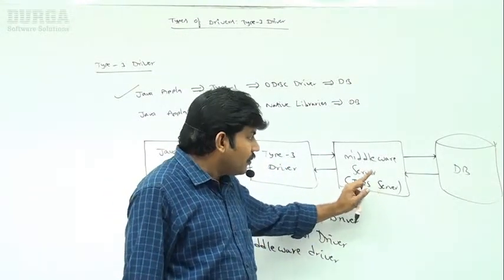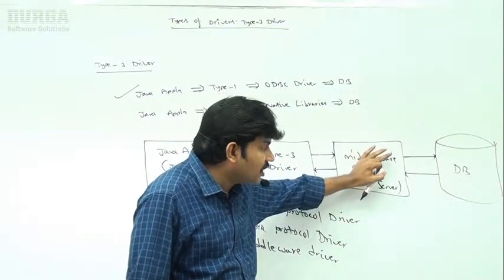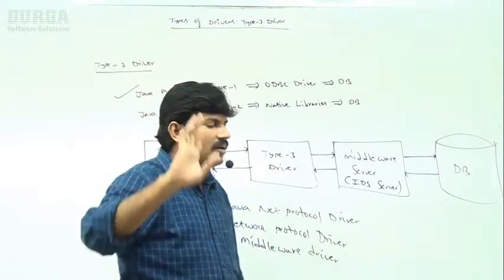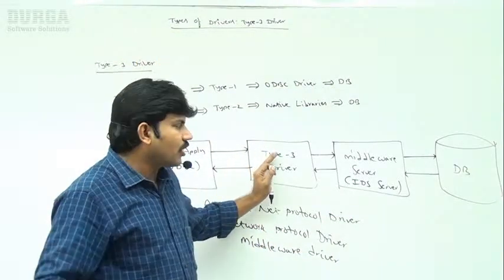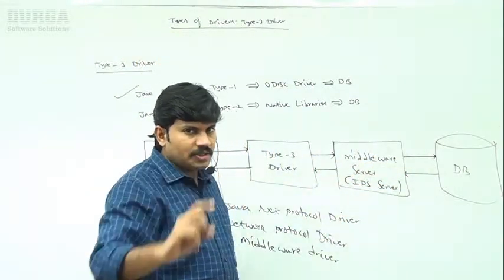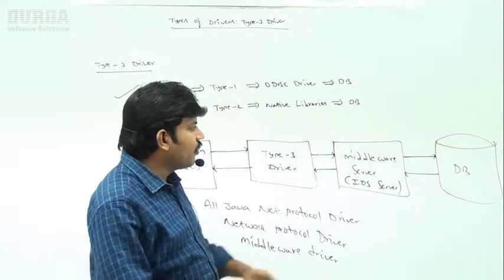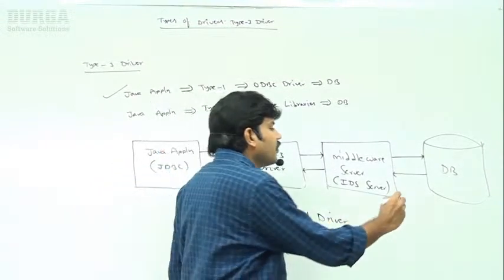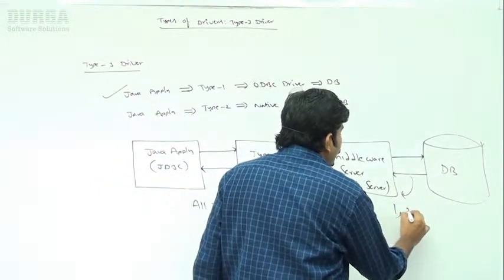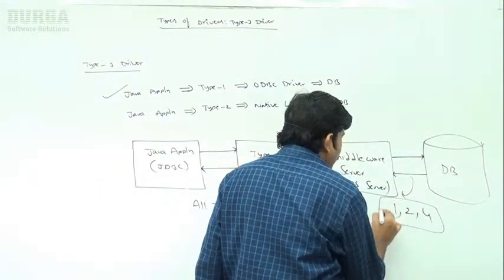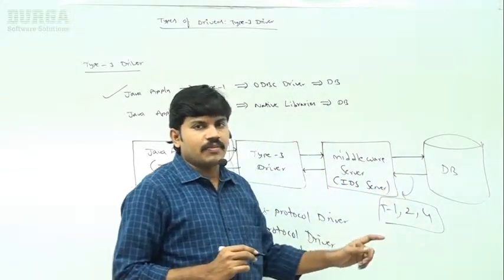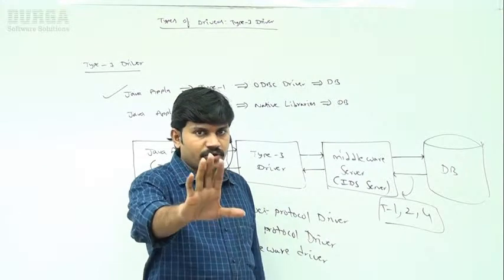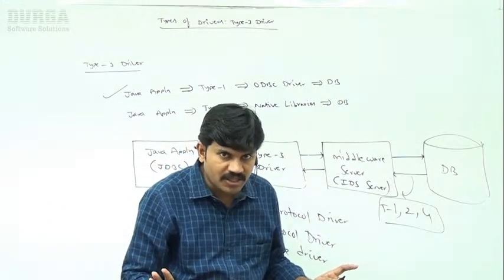Remember that. So here, have you observed? This person takes care of everything database related. This person never communicates with the database. Who is responsible for communicating with the database? The middleware server is responsible. Internally, the middleware server may use either a type 1, type 2 or type 4 driver to communicate with the database. That is taken care of by the middleware server. We are not required to worry about that. Everyone can understand, right?